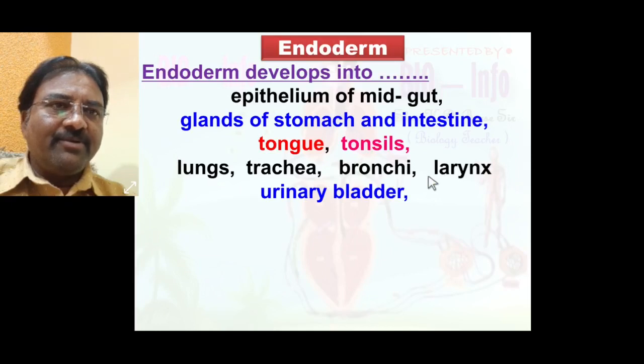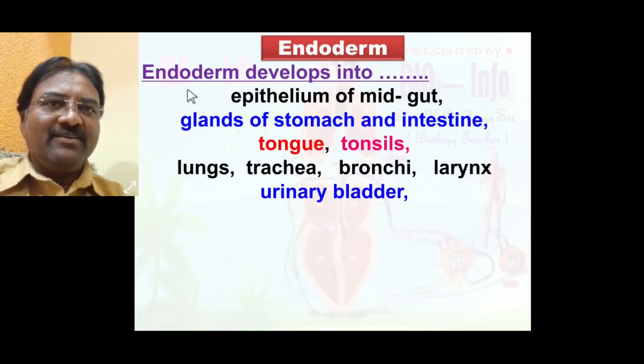Lung, trachea, bronchi, larynx. Larynx is also called the voice box. The respiratory system is also developed from endoderm. Urinary bladder, an excretory system organ for temporary storage of urine, develops from endoderm.